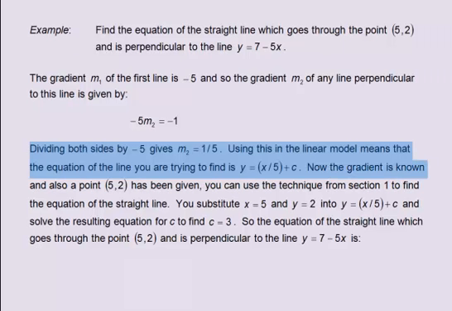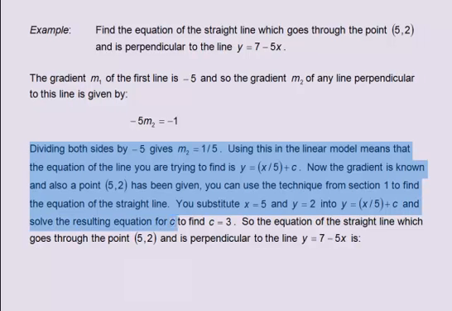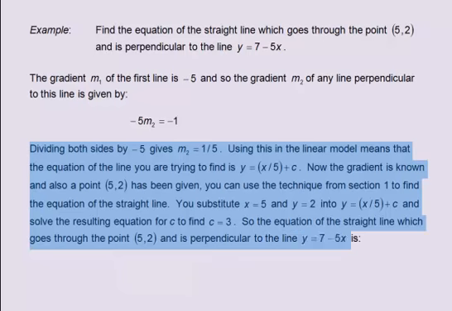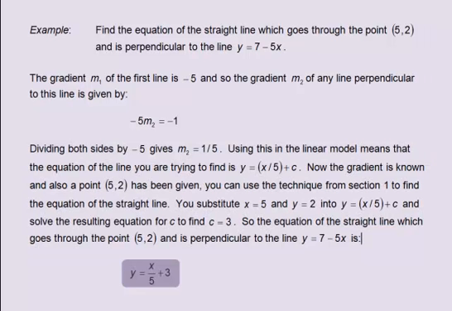Now the gradient is known and also a point, (5, 2), has been given. You can use the technique from section 1 to find the equation of the straight line. You substitute x equals 5 and y equals 2 into y equals x divided by 5 plus c and solve the resulting equation for c to find c equals 3. So the equation of the straight line which goes through the point (5, 2) and is perpendicular to the line y equals 7 minus 5x is y equals x divided by 5 plus 3.